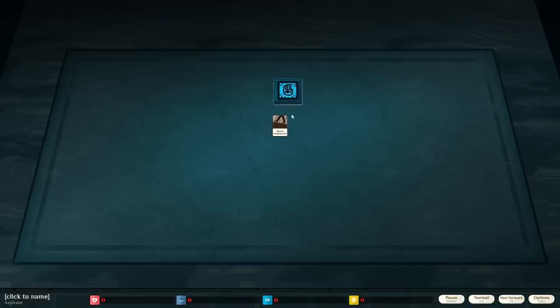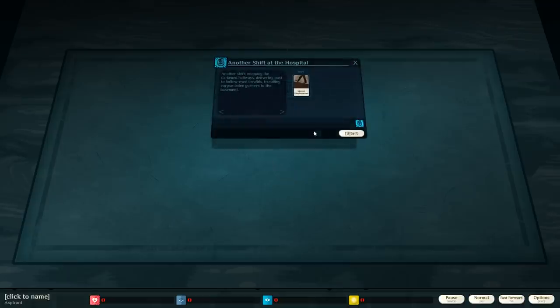So this is the work tile. You manipulate cards and tiles. So if I drag my menial employment onto the work tile, I'm doing another shift at the hospital. Now, bottom right here, there is pause and unpause, and you can fast forward. You can speed up the game. That is very, very important. I'm doing it in this playthrough.